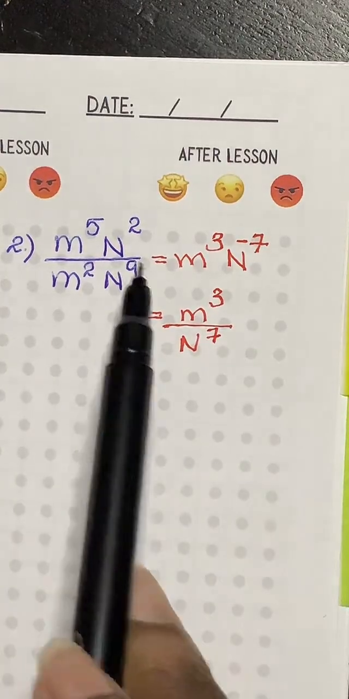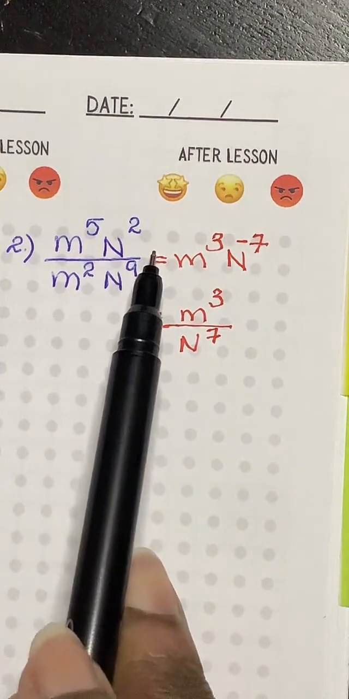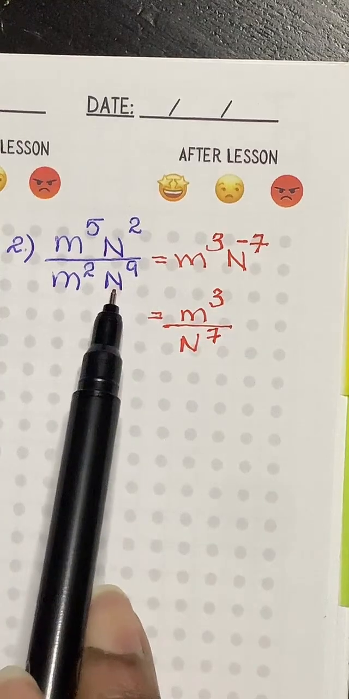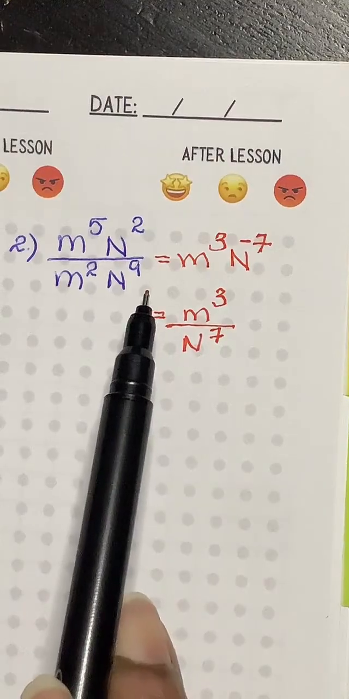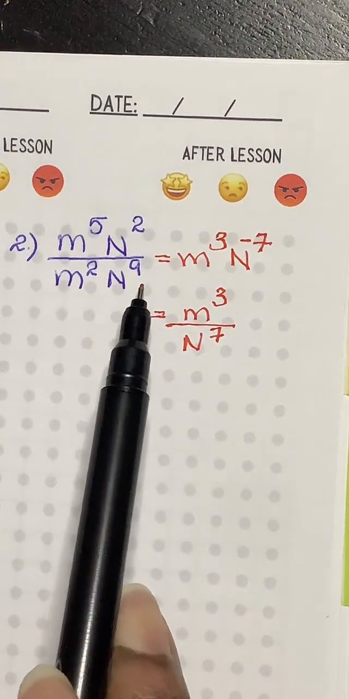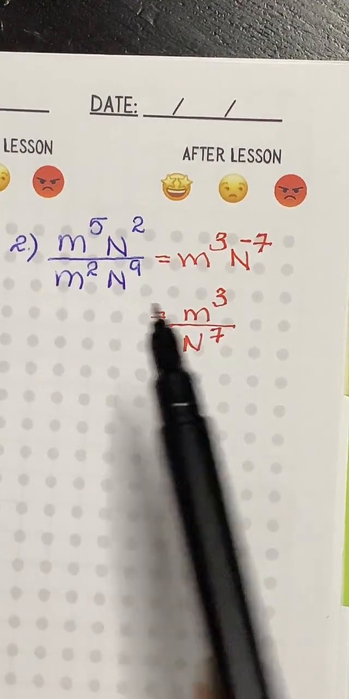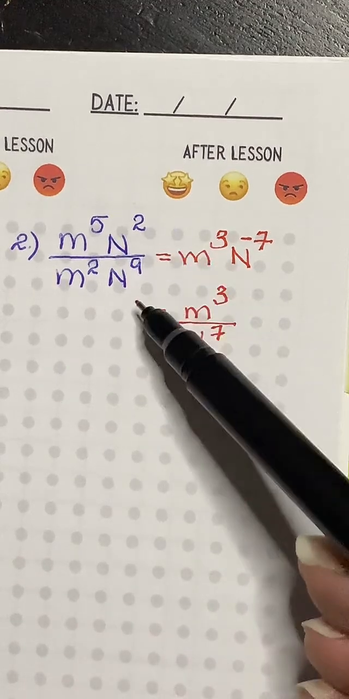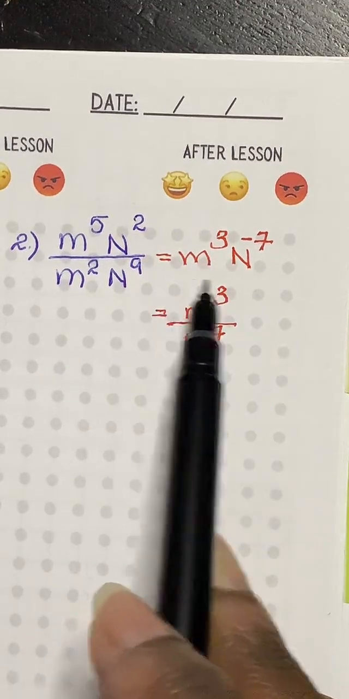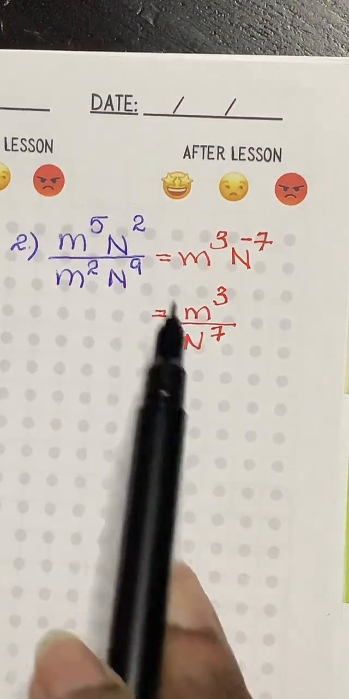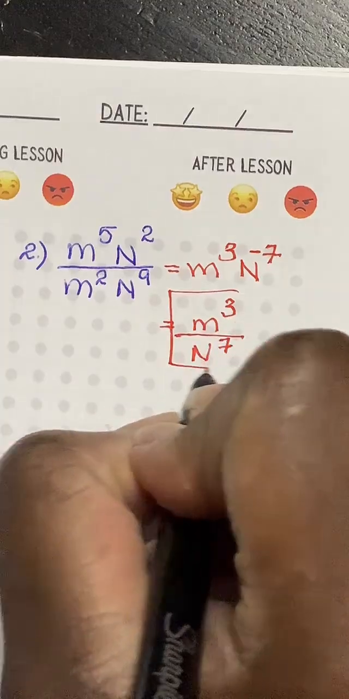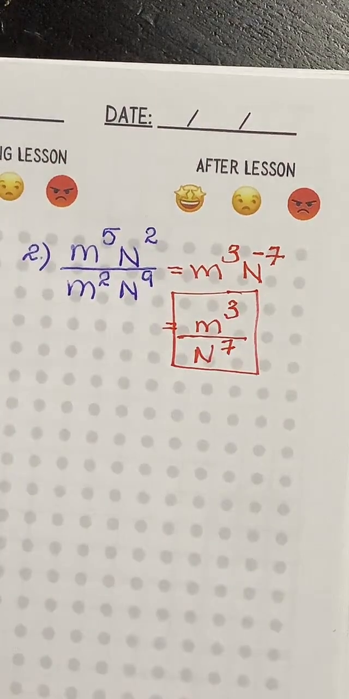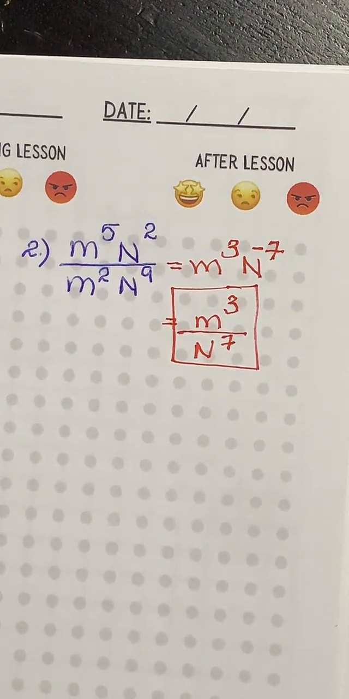Because if you think about it, you have two n's up here, like n times n. Down here, you have n times n times n times n times n times n times n times n times n in the denominator. If I were to do canceling out, I have 7 n's left over, but they're going to be in the denominator. So this is your answer for that situation.